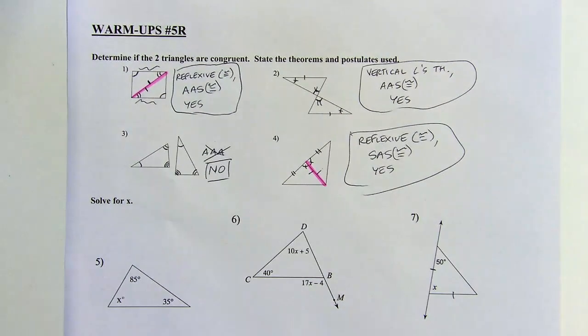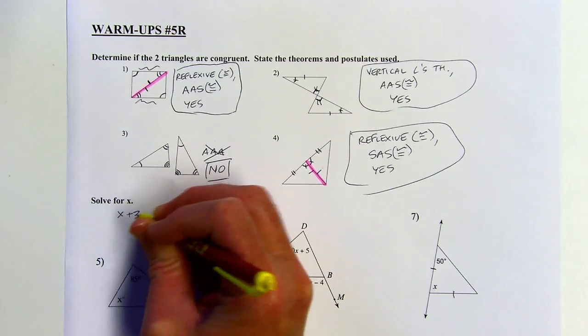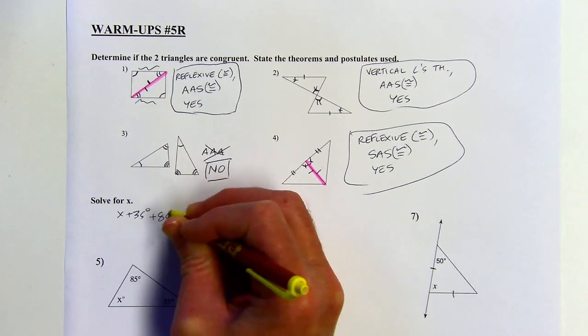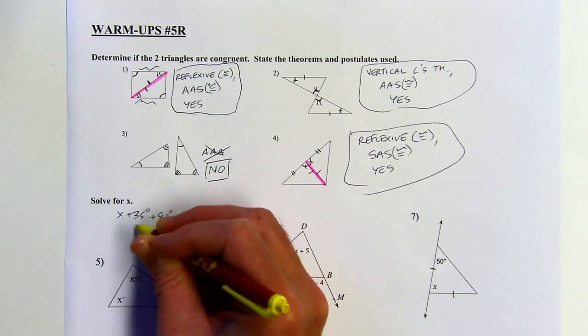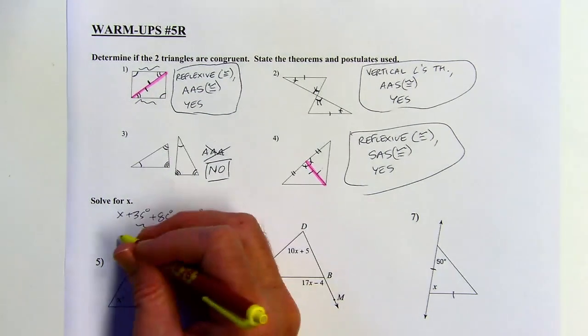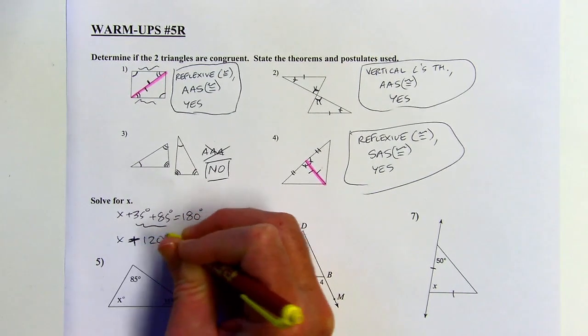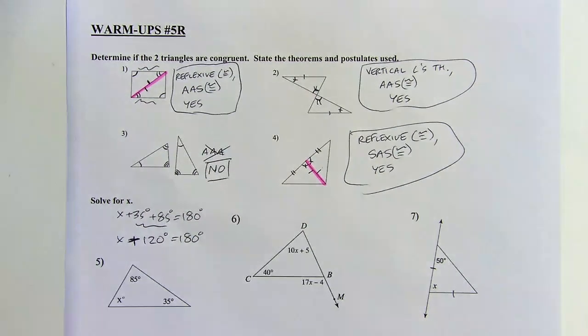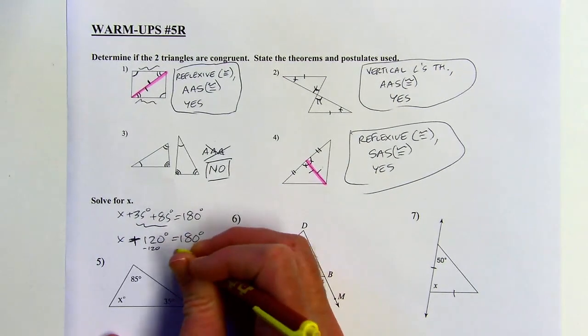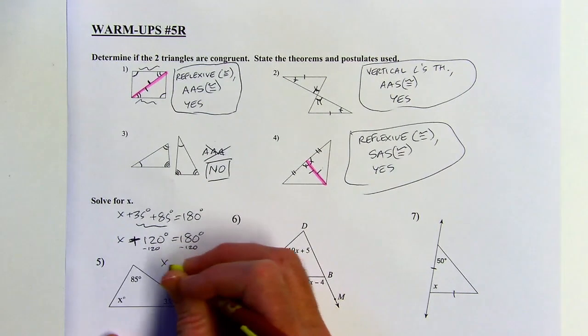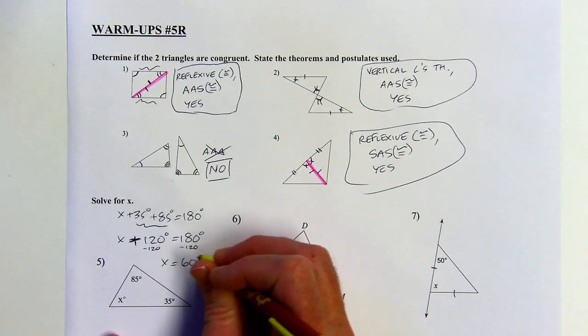Okay, all right, moving on. So here I can use the triangle angle sum theorem, which says that all 3 angles are going to add up to 180 degrees in any triangle. So I can say, okay, x plus 35 degrees plus 85 degrees is going to equal 180. I'll combine the 35 and the 85 to get 120, plus 120 degrees equals 180. And then I can subtract 120 from both sides. And x is going to equal 60 degrees then.